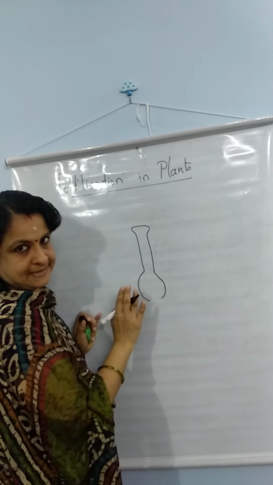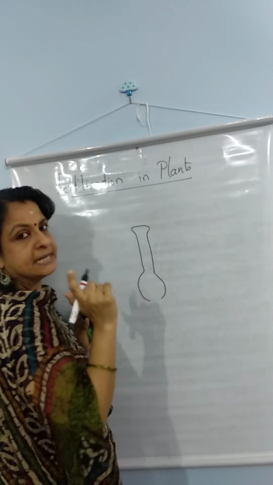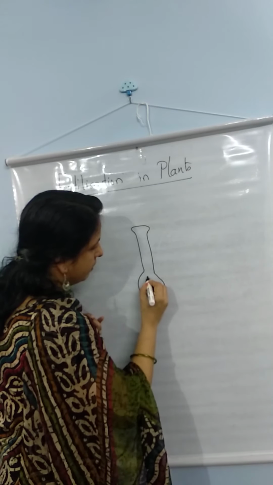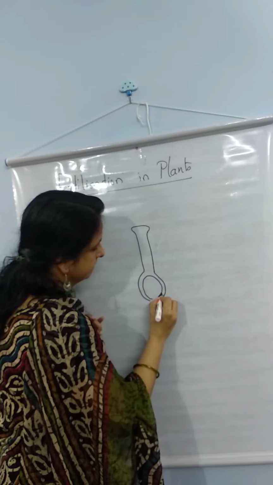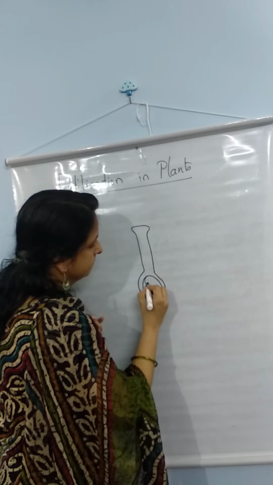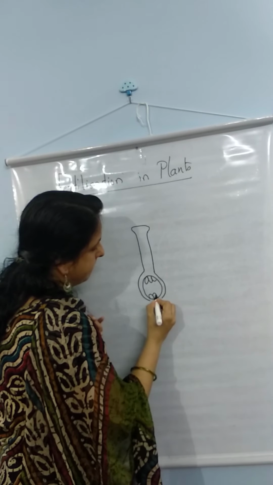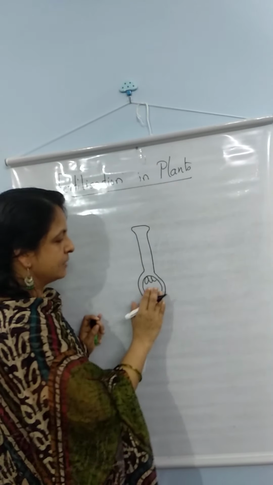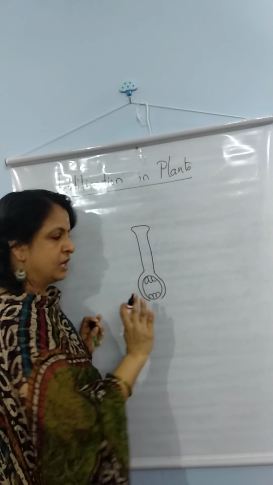So this is the pistil or carpel. Now in this picture I am going to draw a single ovule inside. This is the simplest way to draw this diagram. This part is the ovary. Ovary chamber, one ovule inside.